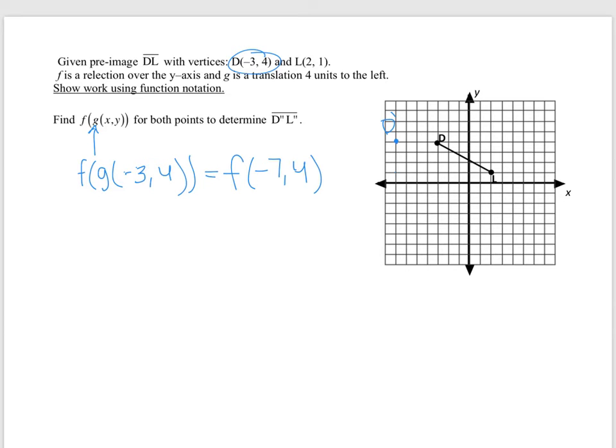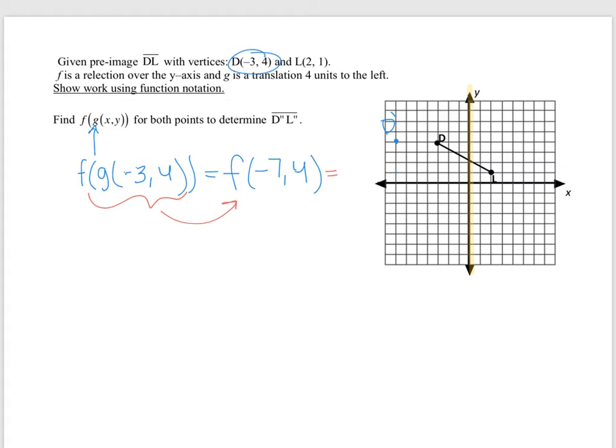Then I'll change colors for my F transformation. So you'll notice that once I went from here to there, there's no G anymore because I've already taken care of that transformation. So I look at what F is. It's a reflection over the y-axis. I put this one there because I know some of us confused which one was the y-axis. And now I'm just going to take that D prime and reflect it.